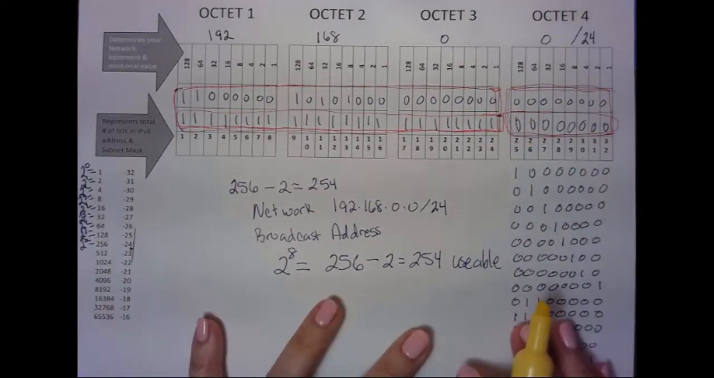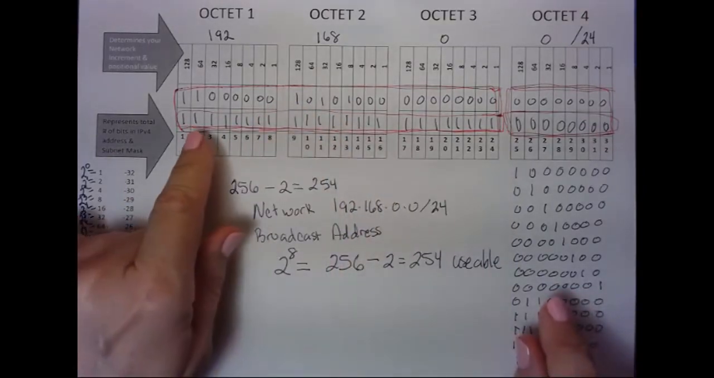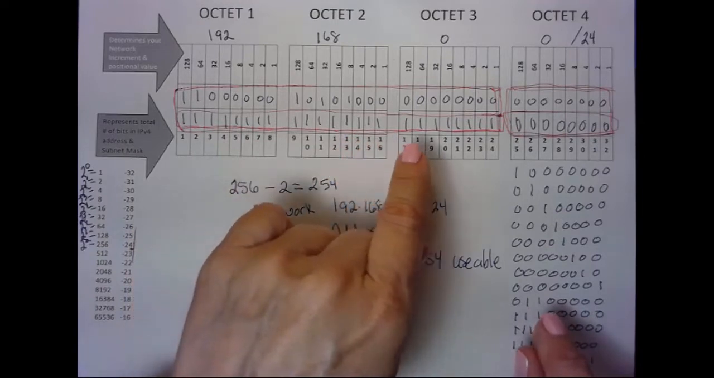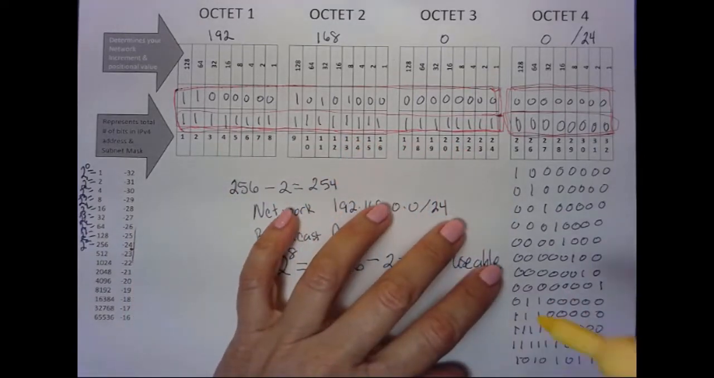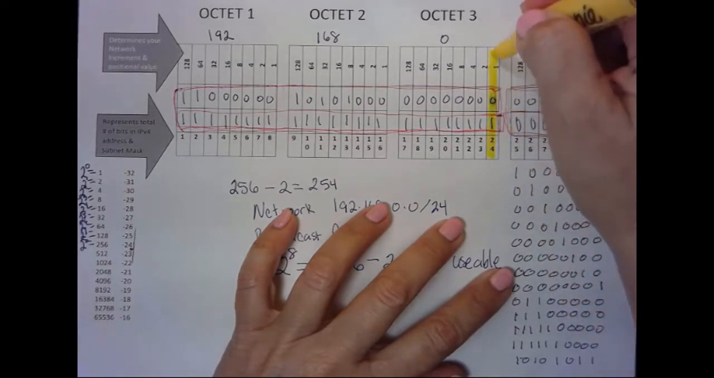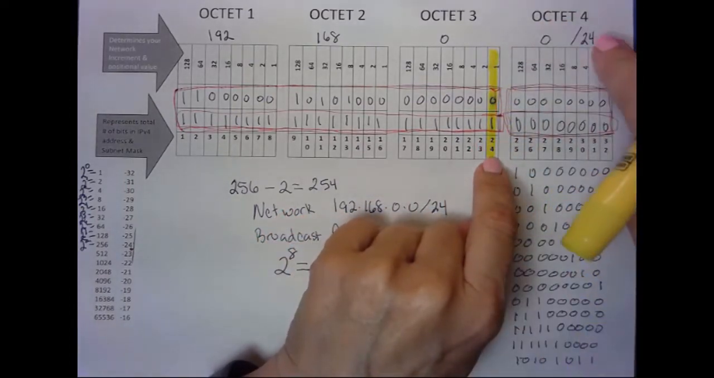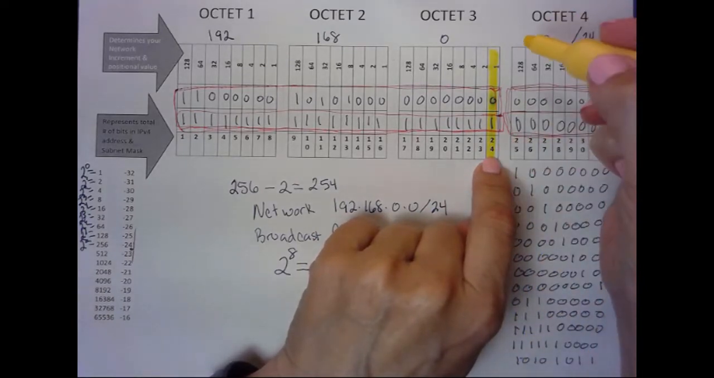So in this example that we did, the subnet mask was 255.255.255. Here is the last subnet mask bit. Okay, so notice /24.